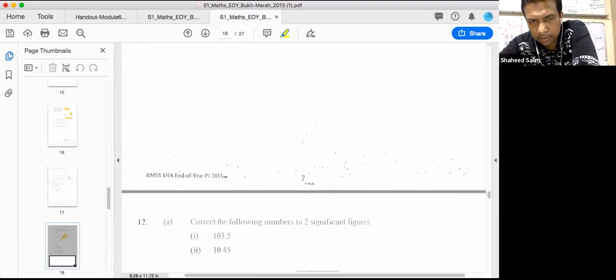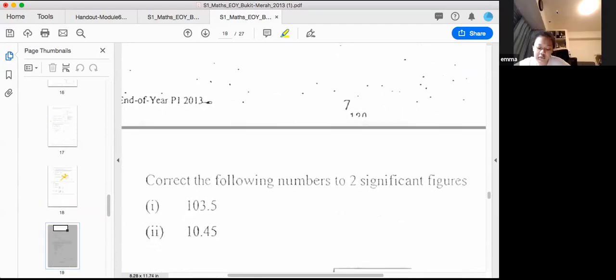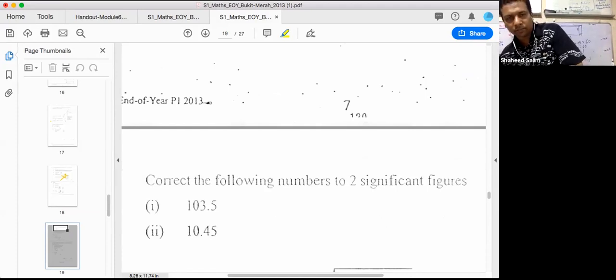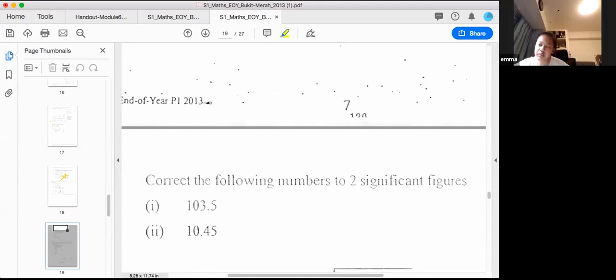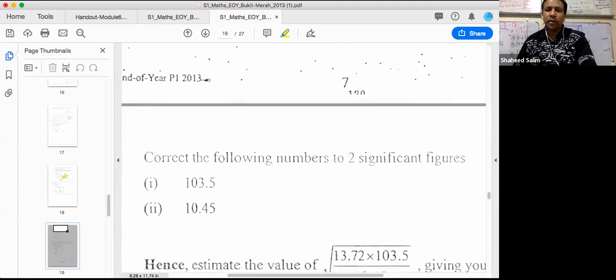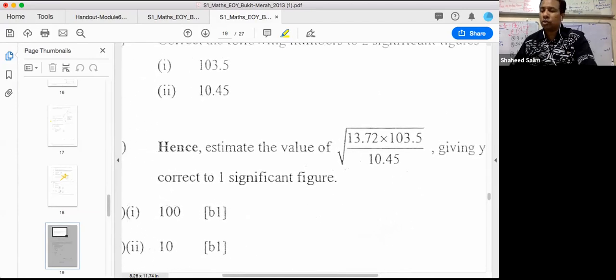Down here they say, correct the following to two significant figures. So what's your answer? 100. The second one? 10. Okay, should be correct. 110. Well done. So this shows you really understand.